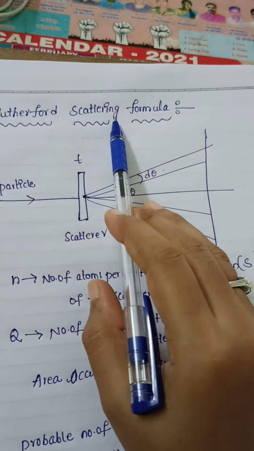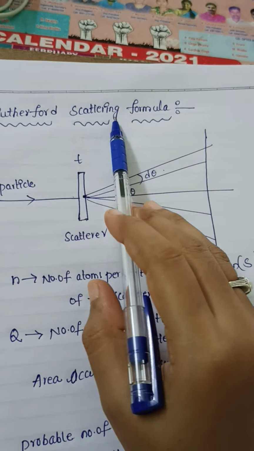Now we already have, according to Rutherford's alpha particle scattering, the value of tan phi by 2 is Z e square by 2 pi epsilon naught m v naught square p. We have done this derivation in the previous video: tan phi by 2 equals Z e square by 2 pi epsilon naught m v naught square p.